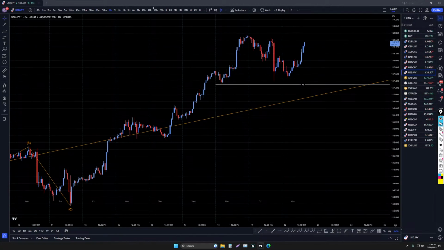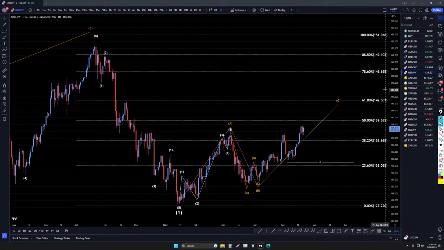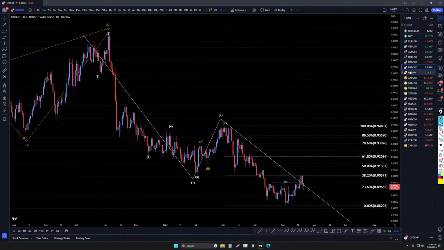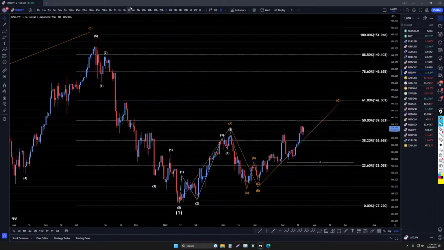So US dollar yen, the yen is definitely moving today. That's why I know that Swiss movement is caused by risk on, because the yen and the Swiss and even gold are definitely risk on currencies, and the Swiss and the yen are definitely moving today.